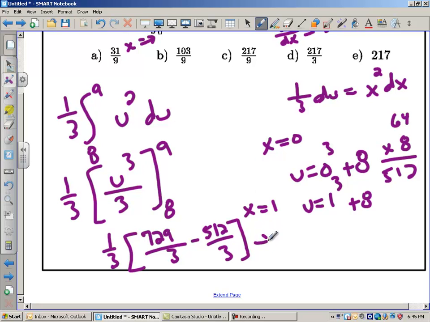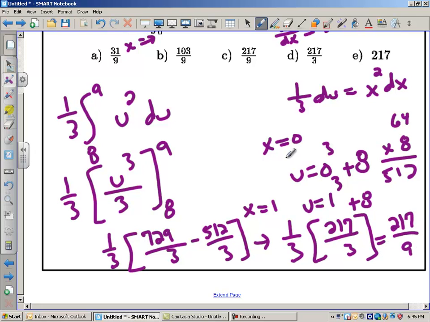Okay, so let's just keep going here. 1/3 times, if we subtract these, we get, what's that, 217 over 3, which gives me 217 over 9. I never back substituted in for x. I kept everything in terms of u.